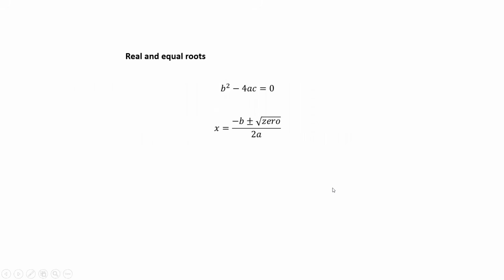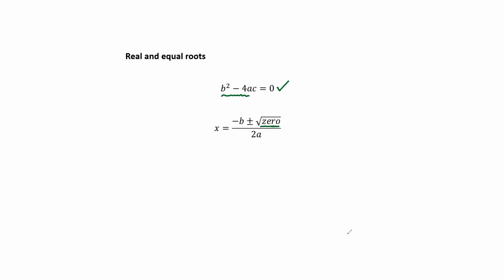All right, let's start off. How do I know that the roots are real and they're equal? Real and equal roots are available if the discriminant of that particular equation is equal to 0. So keep this in mind: if the discriminant is equal to 0, they are real and equal.